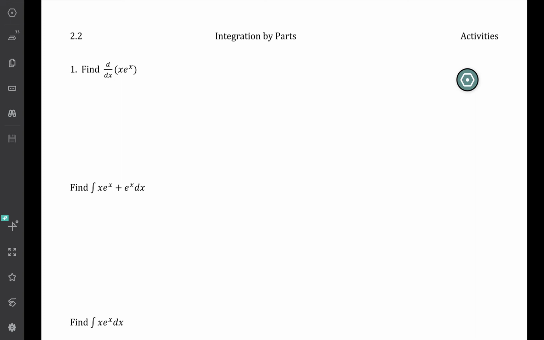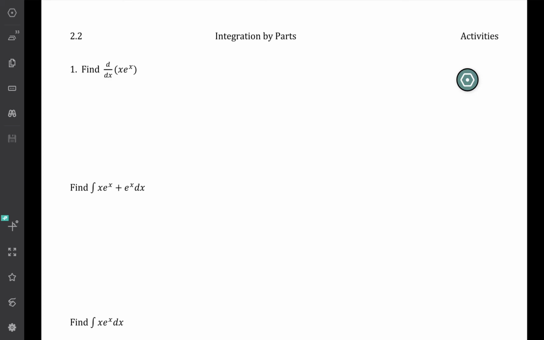Hi everyone, in 2.2 we're going to use our next method for integrating messier functions. So basically here we want to work on reversing the product rule, whereas with u-substitution we were working on reversing the chain rule. And we won't really work on reversing the quotient rule, the idea being if you have a quotient you could always rewrite it as a product, so just working on the product rule should get us something. Okay, so let's start.